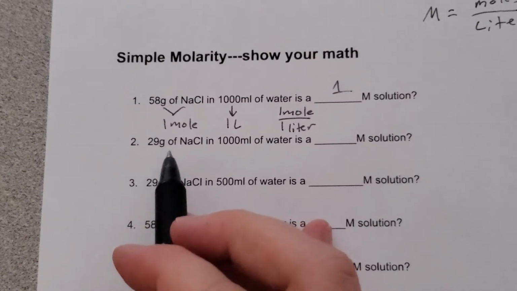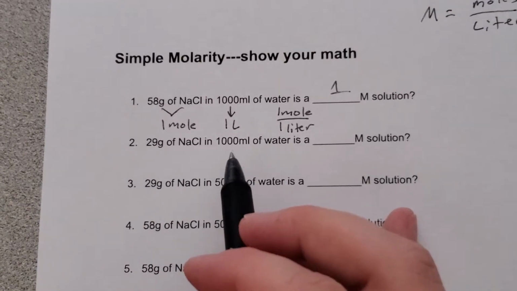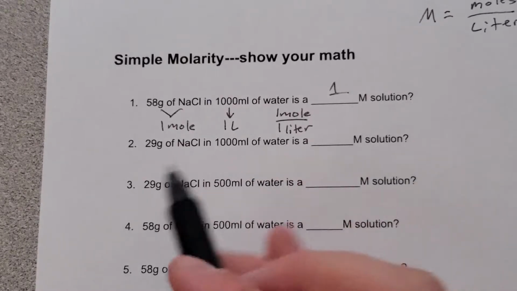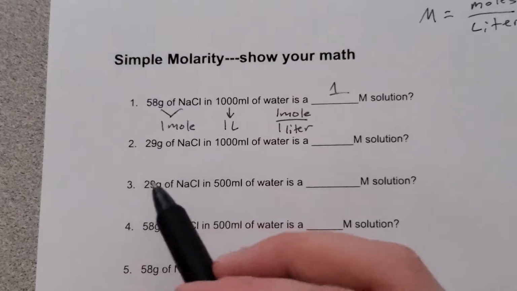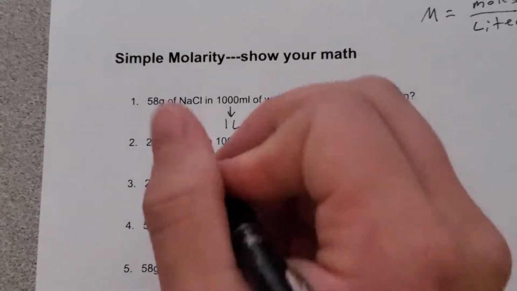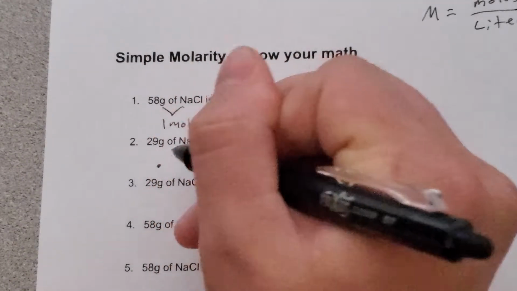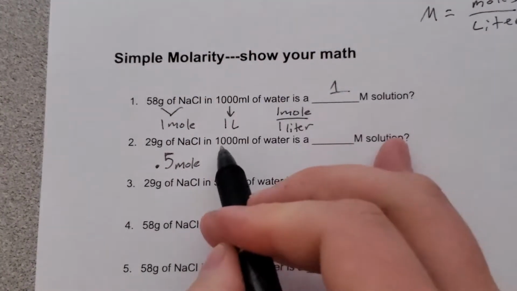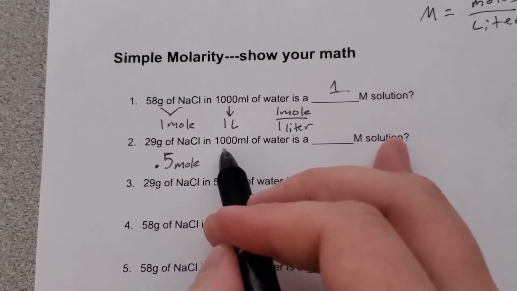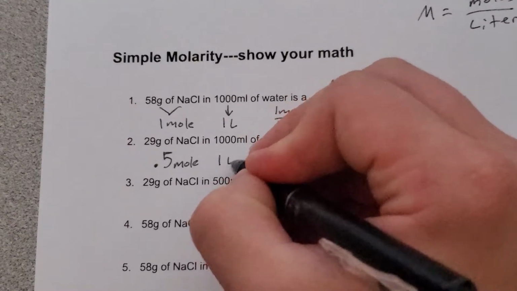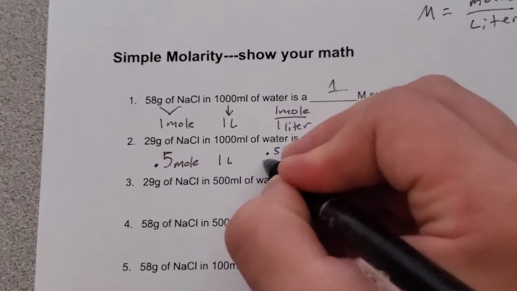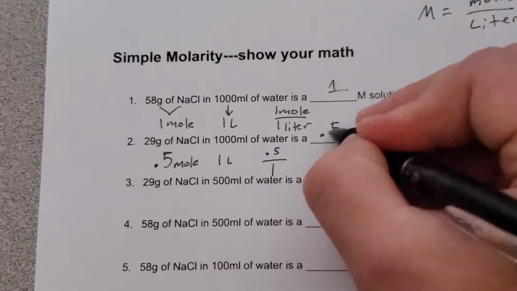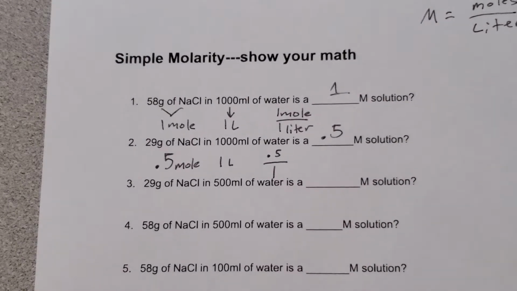29 grams of salt in 1,000 milliliters of water is a blank molar solution. So 29 grams, that is exactly half of 58. So we know that this is 0.5 mole. It's still 1,000 milliliters, so that's still 1 liter. So it's going to be 0.5 over 1. So it's going to be a 0.5 molar solution.